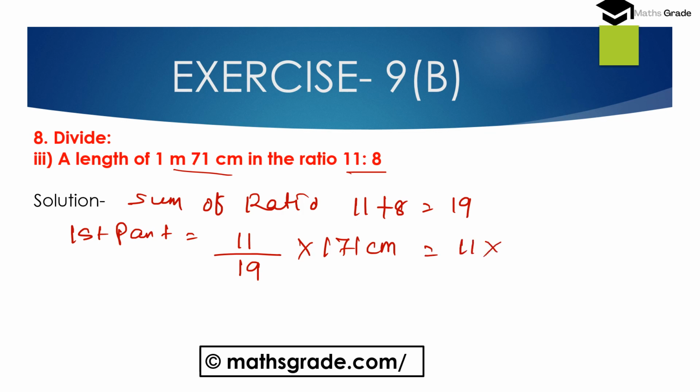Now divide, cancelling 19 and 171. We know 19 multiplied by 9 is 171. So 11 multiplied by 9 is 99 centimeter.